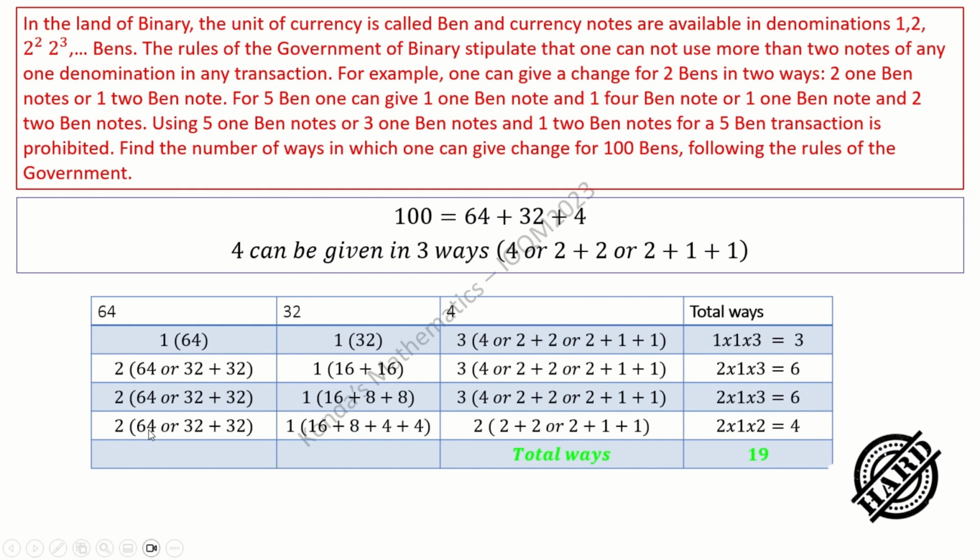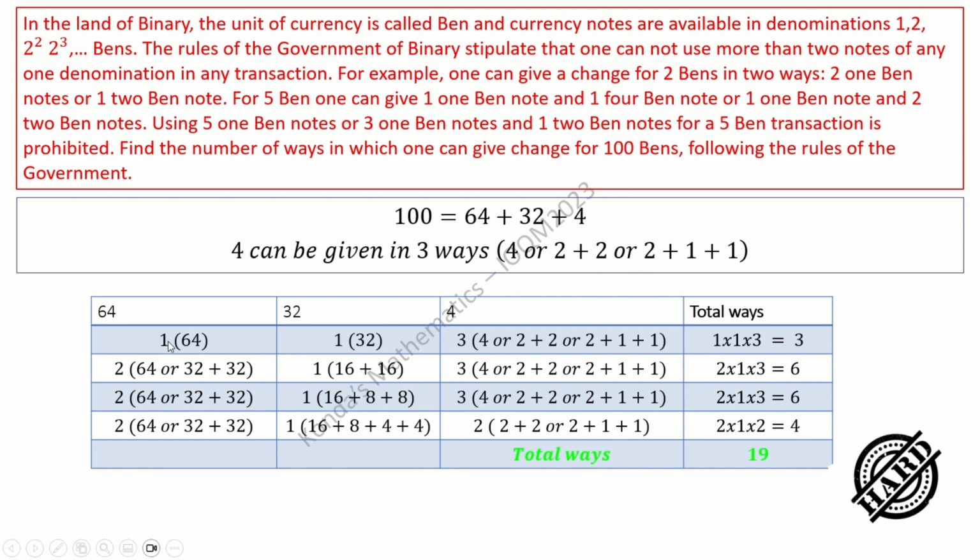Or 64 as 32 plus 32 you take, and here you can give 16 plus 8 plus 4 plus 4. Okay. So that is 2 into, and here for the 4 denomination you have to remove 4 because 2 fours you have used here. You have used 2 fours here. So you make it 2 plus 2 or 2 plus 1 plus 1. Okay. So this will become 2 into 1 into 2, which is 4.